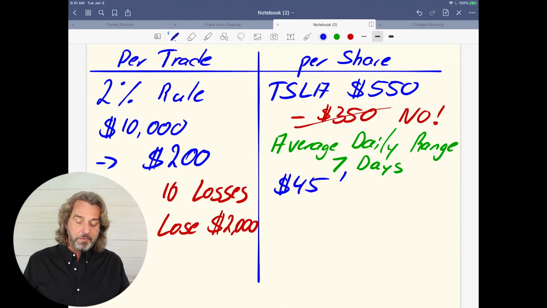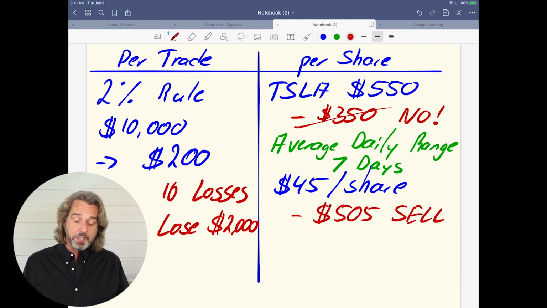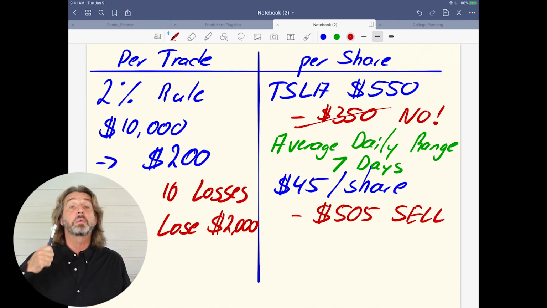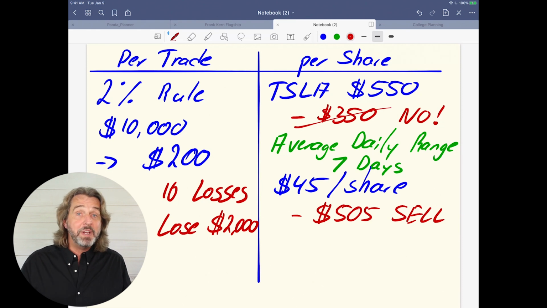So this is $45 per share, meaning that if Tesla goes down from 550 to 505, this is when you would get rid of it. This is when you say, I was wrong, okay? It's going in the wrong direction. You're buying Tesla because you want Tesla to go up. If it is moving against you, get out, right? I mean, get out before it gets worse.